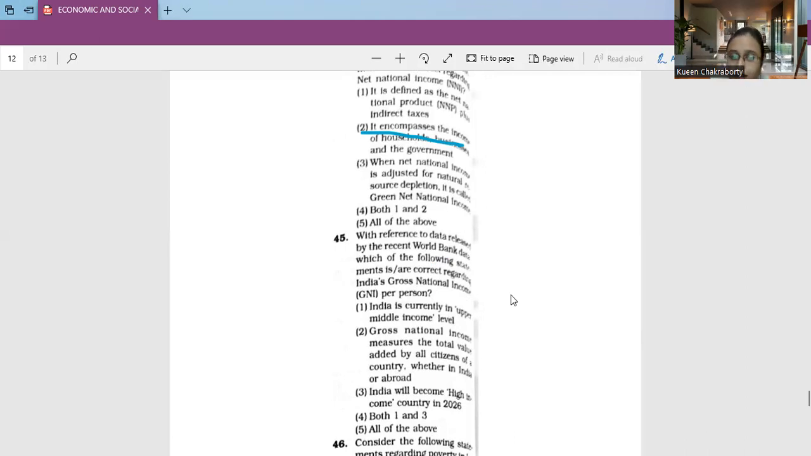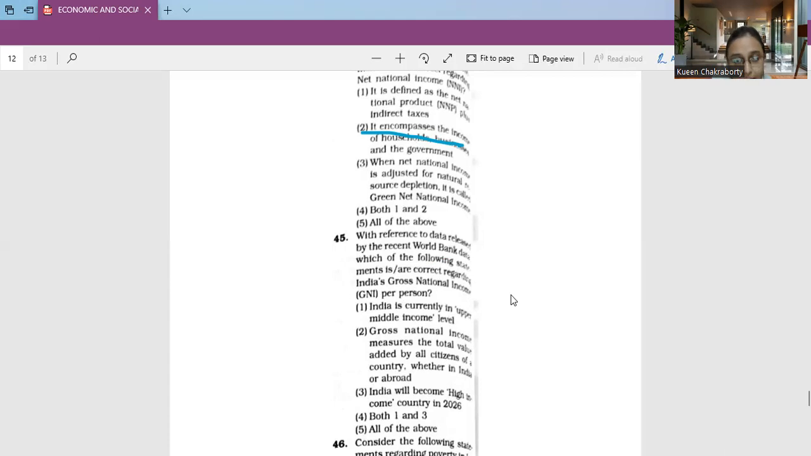Why am I saying this? Gross national income measures the total value added of all citizens of a country, whether in India or abroad. According to the World Bank data, despite the increase in per capita GNI, that is the gross national income, India has remained in the lower middle income category. That is, they have categorized the range as $1,046 to $4,125.